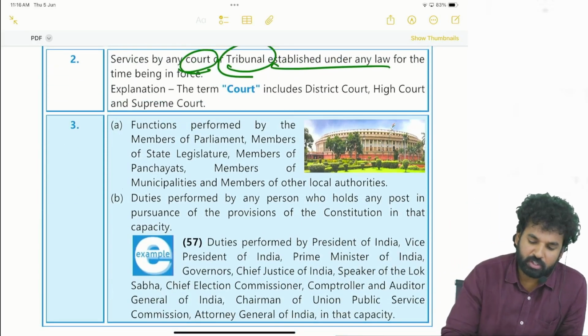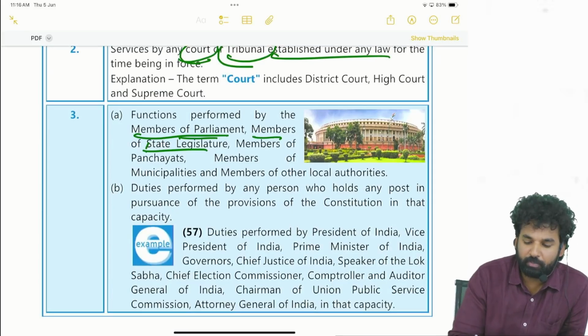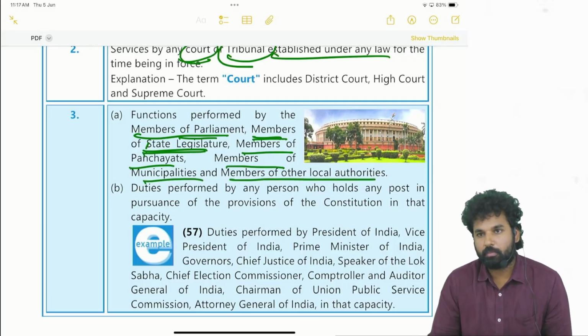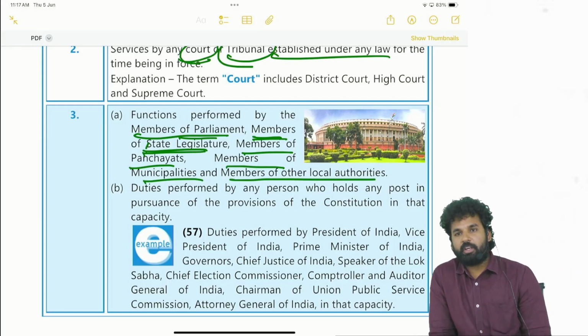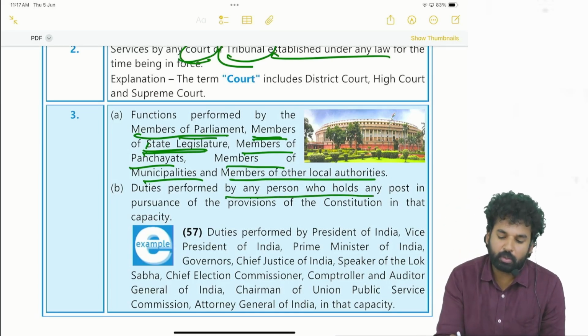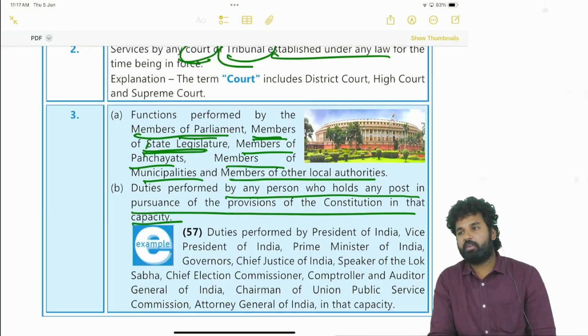Next, functions performed by MPs, MLAs, member of parliament or member of state legislature, member of panchayats, member of municipalities and members of any other local authorities. Okay, so public representatives are there, no? So if the people's representatives are doing some services, those services are not considered as supply, not in the ambit of GST. Duties performed by any person who holds any post in pursuance of the provisions of the constitution in that capacity, like President of India, like Governor of the state. So for those posts also, it is not a supply, right?